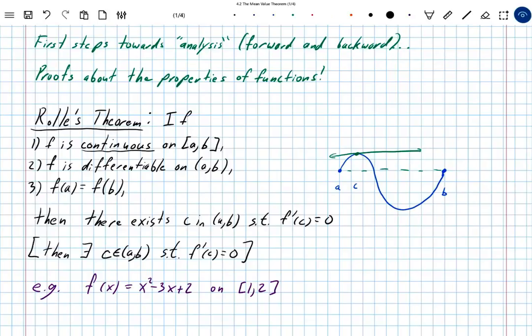And because we're being a little bit fancy today, I went ahead and wrote it out in some fancier math notation as well. It's good just to see it. This also says, then there exists c in (a, b) such that f prime of c equals 0.